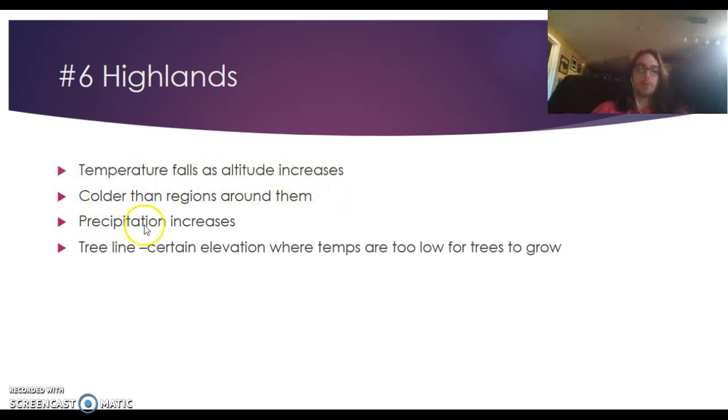And then precipitation also increases, and that's going to be with that windward and leeward side with the rain shadow, that whole lecture that we were talking about there. And then for vegetation for highlands, we want to talk about the tree line. So with the tree line, it's going to be the certain elevation where temps are too low for trees to grow. A lot of the times it's about 12,000 feet. It's between like 10,000 and 12,000 feet. So in Colorado, you can really see that. There's good evidence of that.